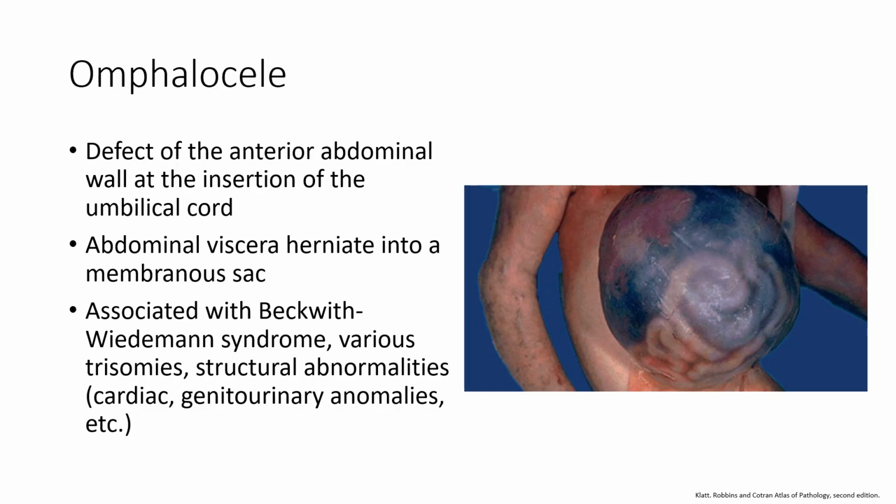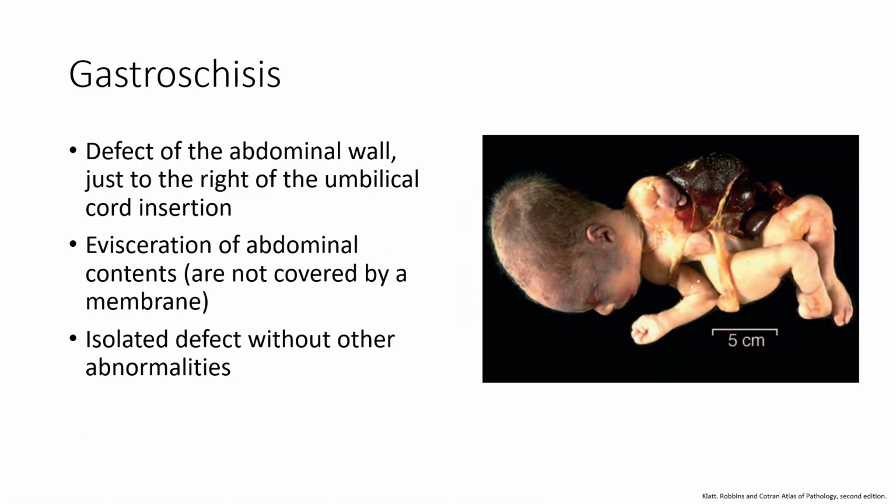In this picture, we can see an example of omphalocele, where there is a thin membrane covering the herniated abdominal contents, and this omphalocele occurs in the region of the umbilical cord. Gastroschisis is similar to omphalocele. However, there are few differences between them.